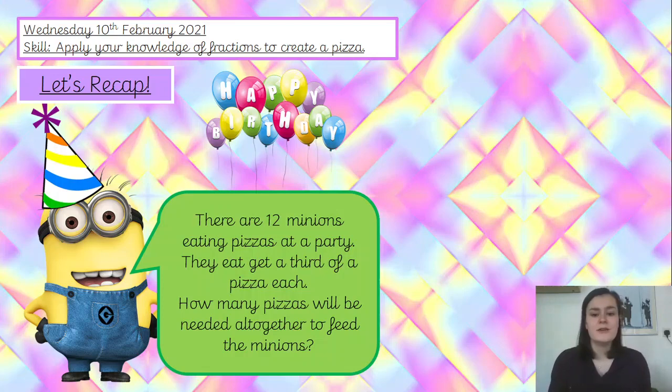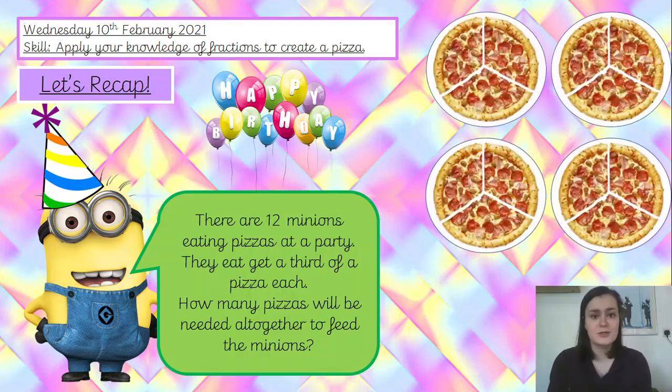Okay, well done. So we know that each pizza will be split into 3 slices to be thirds, won't they? So hopefully you said they will need 4 pizzas because 4 multiplied by 3 slices equals 12. Let's double check. 1, 2, 3, 4, 5, 6, 7, 8, 9, 10, 11, 12. So that would be enough to feed the 12 minions. Another way you could have done that was the 12 minions divided by 3 slices of pizza equals 4 pizzas. So well done if you managed to say 4 pizzas. Give yourself a tick if you wrote it down. If you just said it, then you can give yourself a pat on the back. Well done.